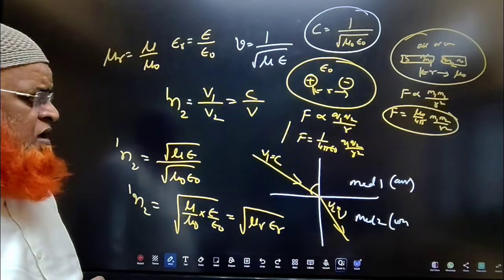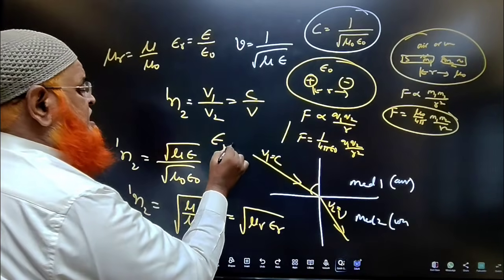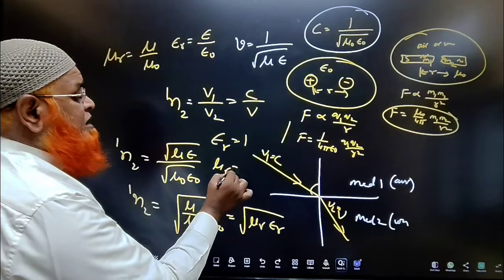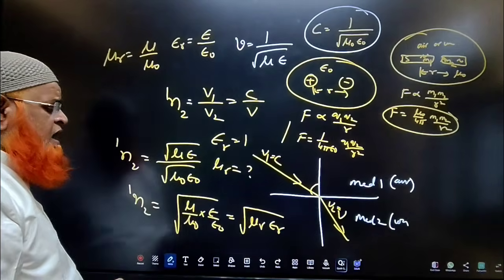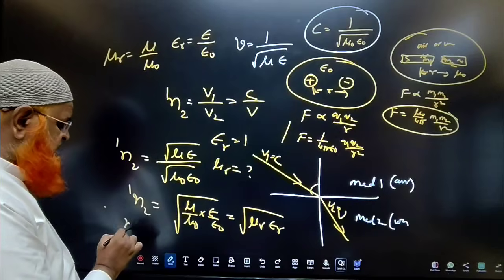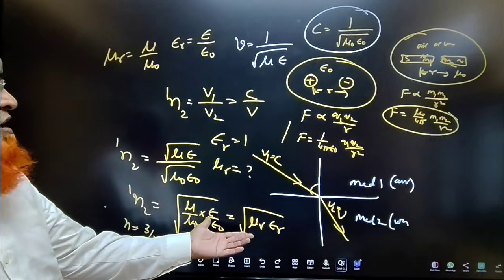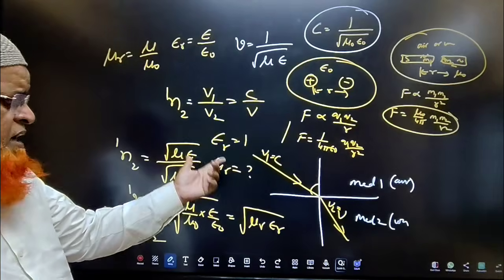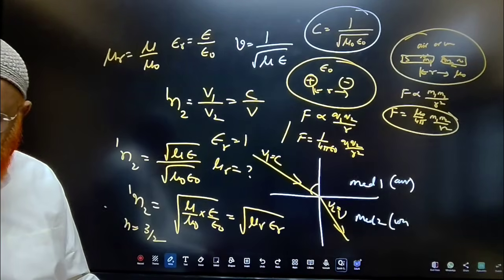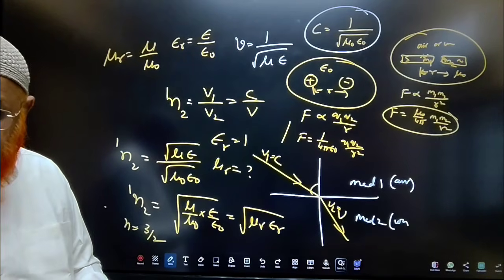Understand? What will he give? When light travels through glass, the relative permittivity is given as 1. What is the relative permeability? It is given as 1. And the refractive index of the glass is given as some 3 by 2 like that, isn't it? So why do you use this formula now? Mu r is to be found out. Epsilon r is given. Mu is also given. Squaring on both sides, you get the answer. Is it understood what I am saying now? Is it clear?